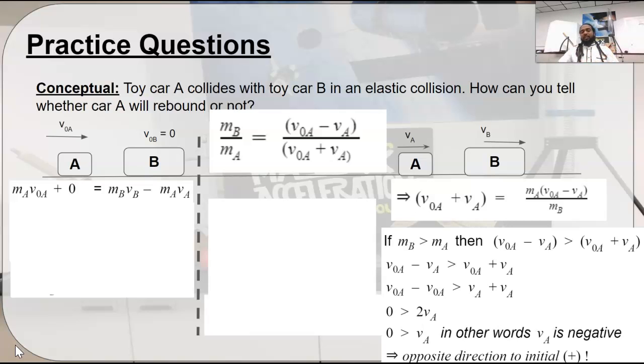What do you think happens if they're the same mass? If you said A would stop moving and B would go off with the same velocity as A, you're totally right, and you can prove that using a similar approach with quadratic equations.